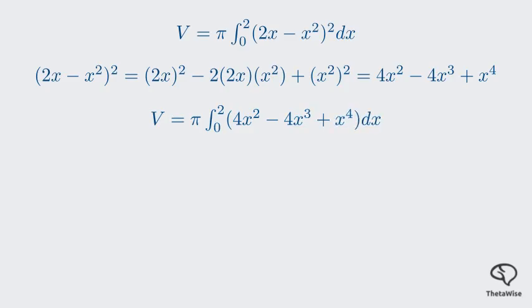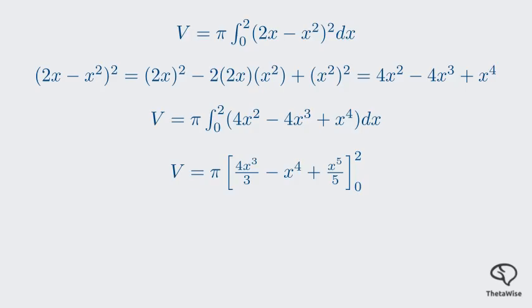Next, we integrate term by term. The integral of 4x squared is 4x cubed over 3. The integral of negative 4x cubed is negative 4x to the fourth over 4, which simplifies to negative x to the fourth. And the integral of x to the fourth is x to the fifth over 5. We evaluate this from 0 to 2. Now we substitute the limits of integration.